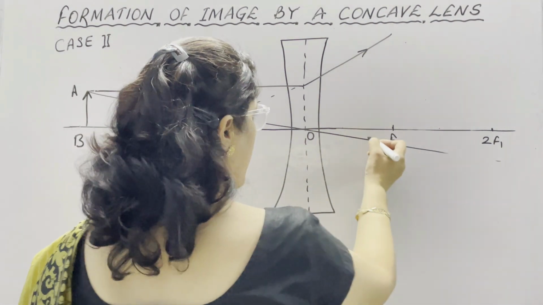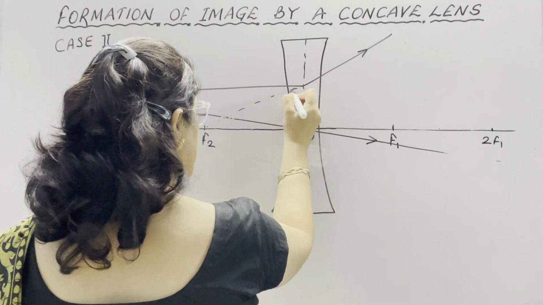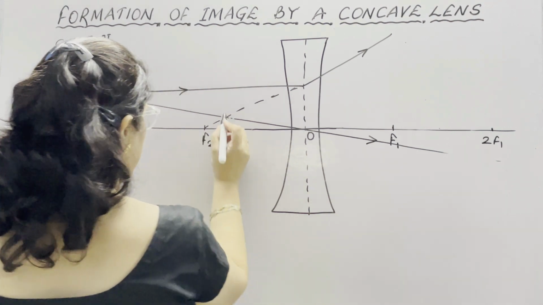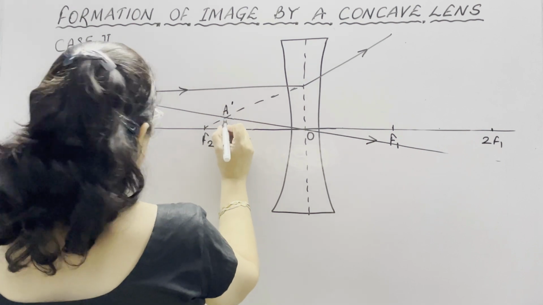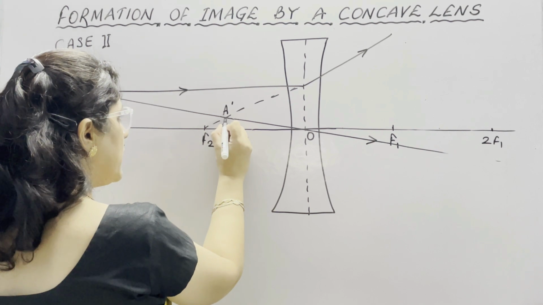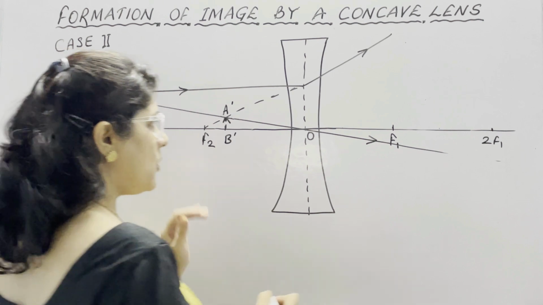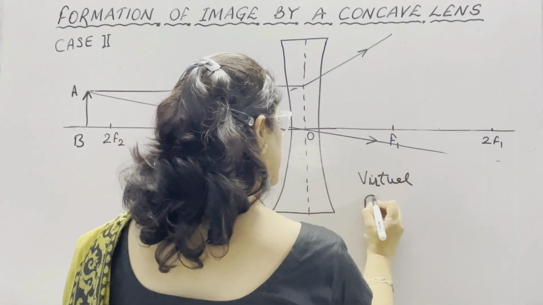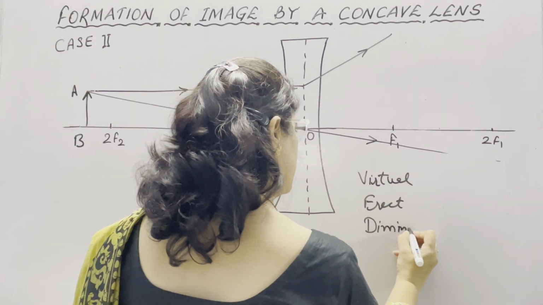Now these two rays will not meet, as we can see they are diverging, but if we produce this ray backward, then they will appear to meet at this point, and here this is the point A dash where we get the virtual image of this point, and B dash. But the image is virtual, so we need to draw it as dotted. So this is our image A dash B dash, and the nature of the image is it is virtual, it is erect, and at the same time it is diminished.